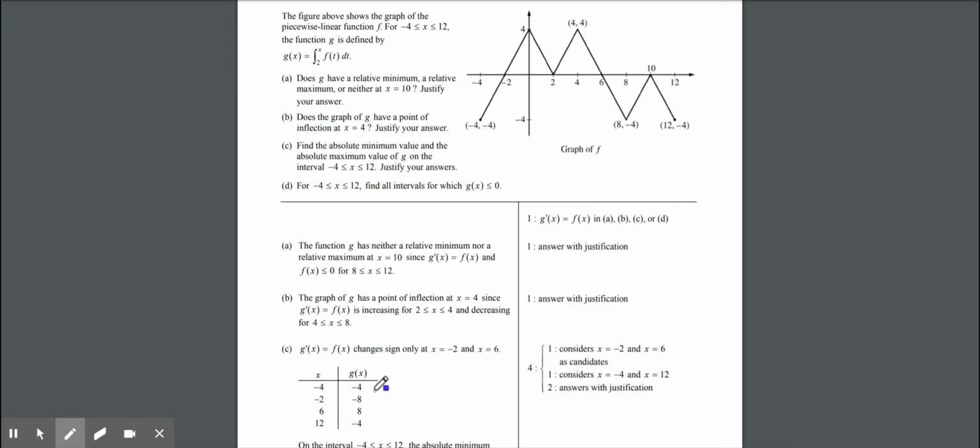Now, what we have to do is not just point out where the x values could happen. They're actually asking for the outputs. What is the absolute minimum? What is the absolute maximum? And so I have to take each one of these x values, -4, -2, +6, and +12, and plug them into this function, plug them into this accumulation function.